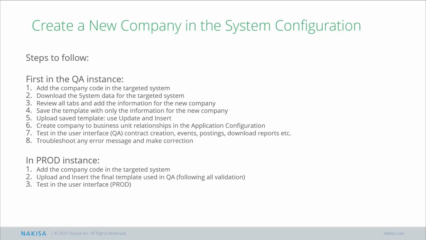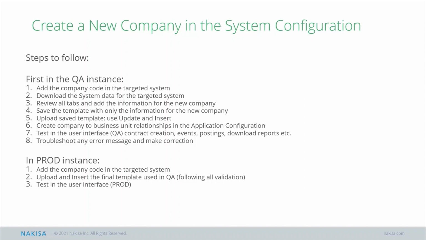So there are a couple of steps that you need to follow. First of all, you create the contract, it's the company code that you create. Then you download the system data, the one that some of you might remember from the initial onboarding. Then there are a lot of tabs that you need to look through, and this is the part where you need the help of other departments. It's a lot of information that you probably don't have, like what cost centers pertain to the new company, or what GL accounts, and so on.